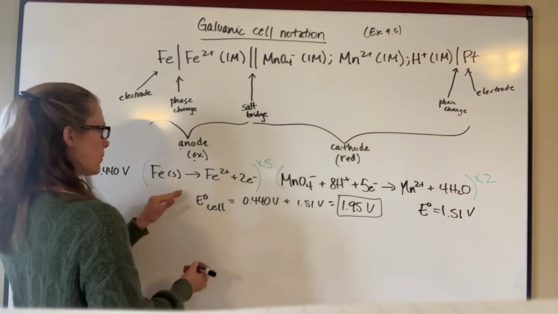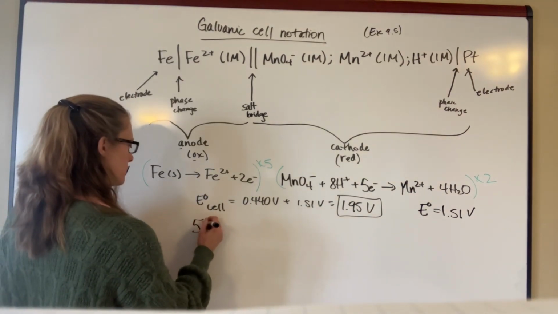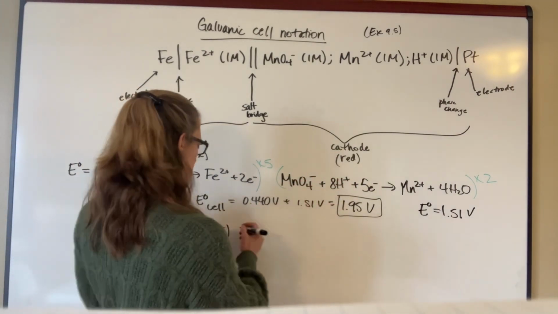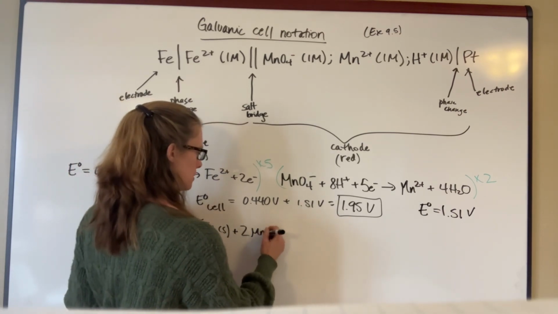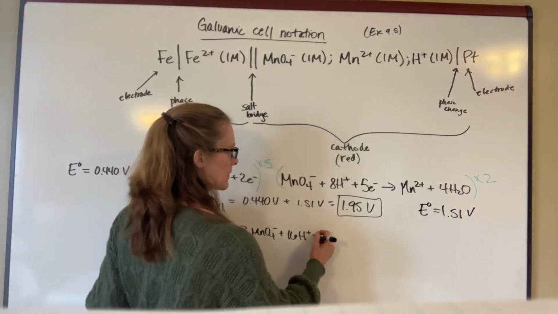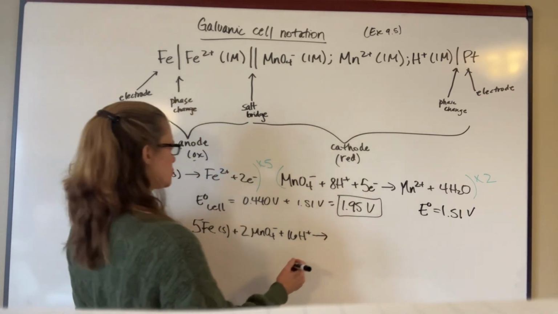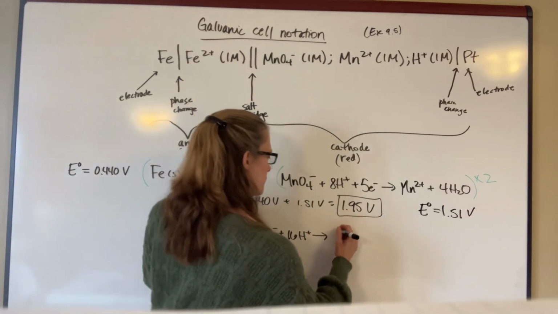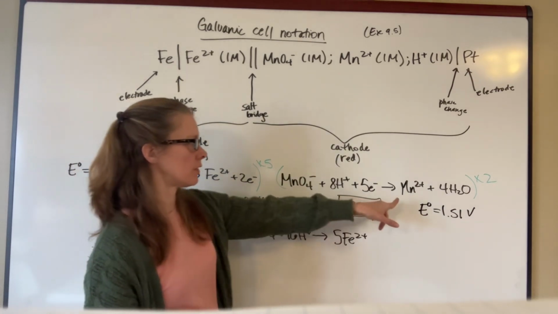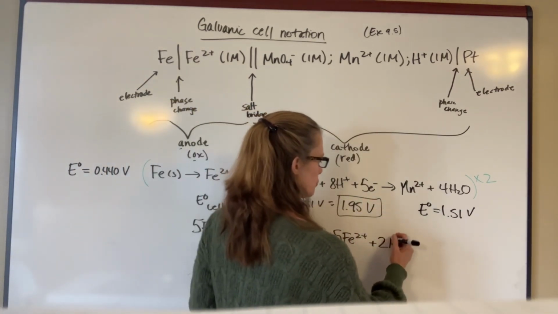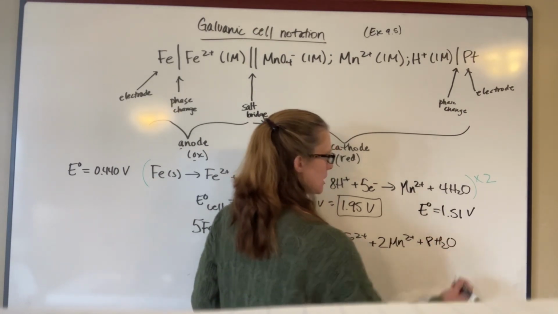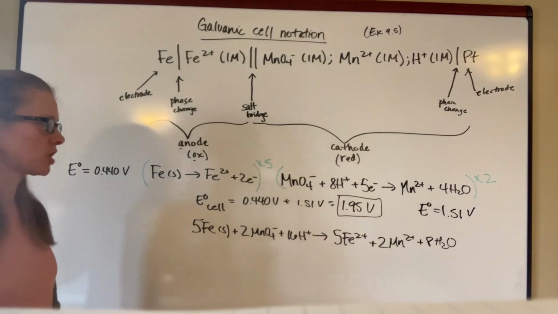And so as I go to write this out, I'm going to have 5 Fe on the left side. On the left side over here, I have 2 MnO4 minus plus 16 H plus goes to, I have 5 Fe2 plus on the right side, and on the right side I'm going to have 2 Mn2 plus and 8 H2O. Okay, so now let's double check everything.